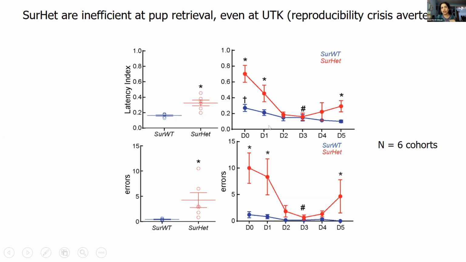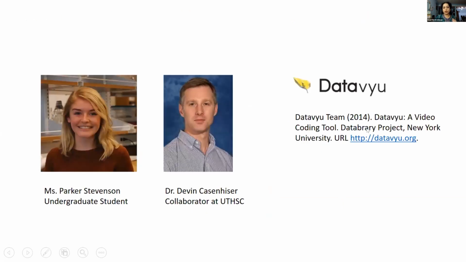Due to these dynamic changes in the latency and the errors, and also that the surrogate wild type is actually getting better throughout these days, we decided to do a systematic frame-by-frame analysis of the retrieval behavior using DataVyu software, which links videos to an extensive coding spreadsheet. The coding was performed by a tenacious undergraduate student, Ms. Parker Stevenson, in my lab, with extensive guidance and mentorship by Dr. Devin Kassenheiser, our collaborator at the University of Tennessee Health Sciences Center. Devin also performed all the statistical analysis from this coding information.